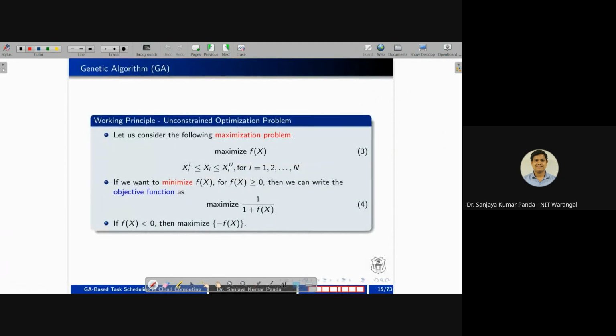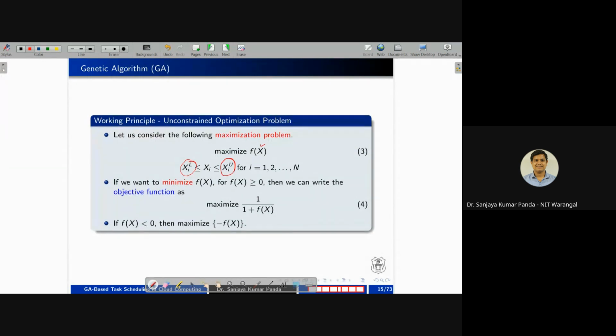So let us take the example here. Suppose I am taking an unconstrained optimization problem in which our objective is to maximize a function f of x, and the value of x is in between the lower bound and upper bound. Suppose, like I mentioned in the previous slide, -5 to +5. -5 is my lower bound and +5 is the upper bound. And you can take any number of values. Somebody can take -4.23, somebody can take -3.21, somebody can take 4.21, and so on.